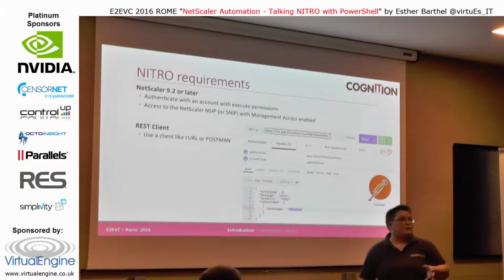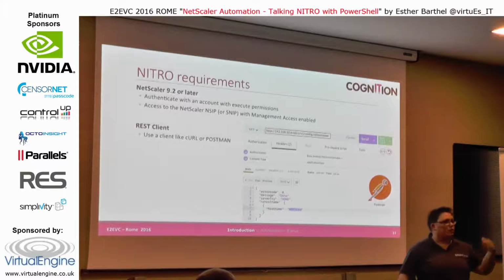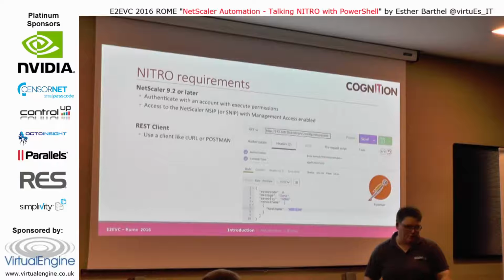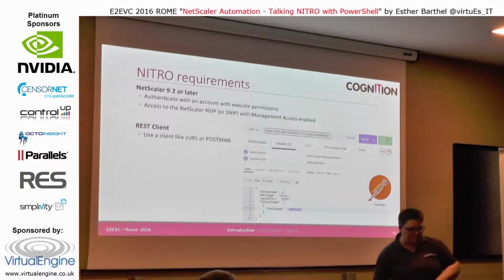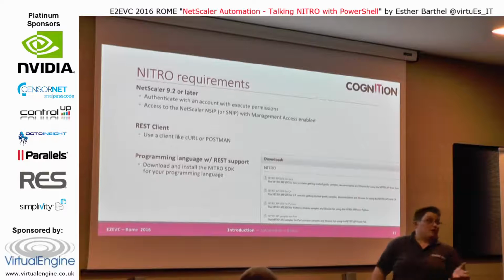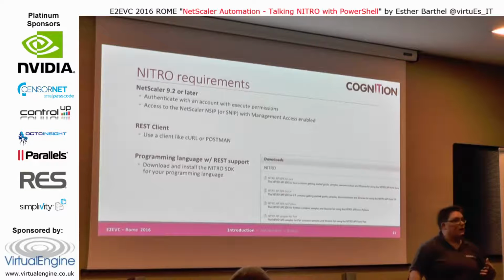So, I also need a REST client. As I showed in one of the first slides, REST API is all about the client-server configuration. So I'll need a client to talk to the web service on the NetScaler. In this case, it's Postman, which is a plugin for Chrome that gives you a really nice and simple interaction with NITRO. But I can also use a programming language, for instance PowerShell.